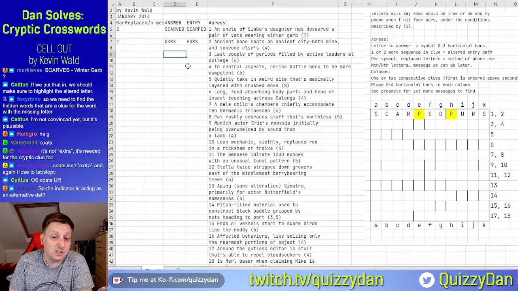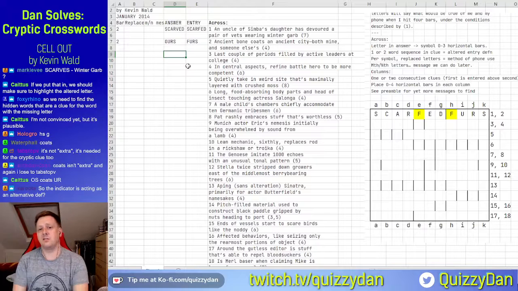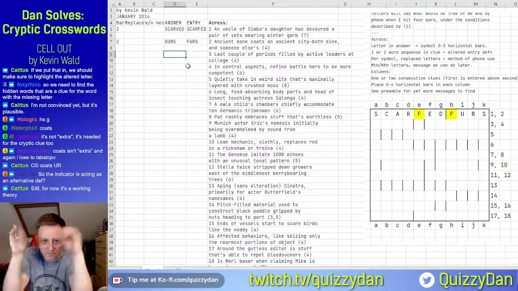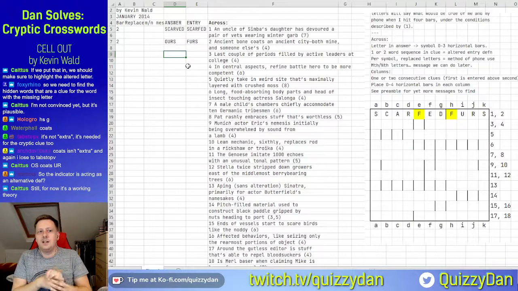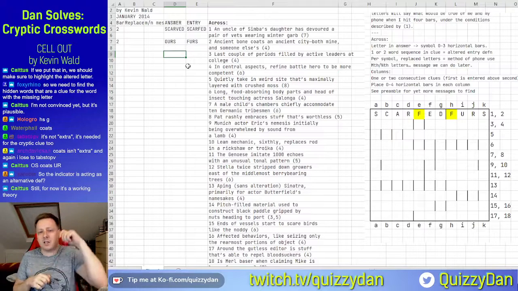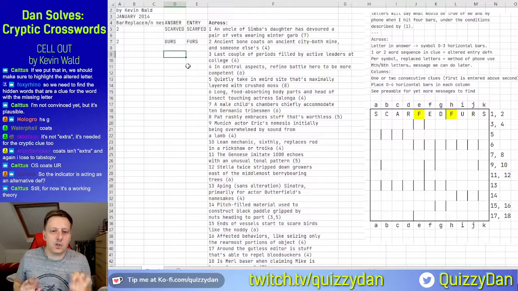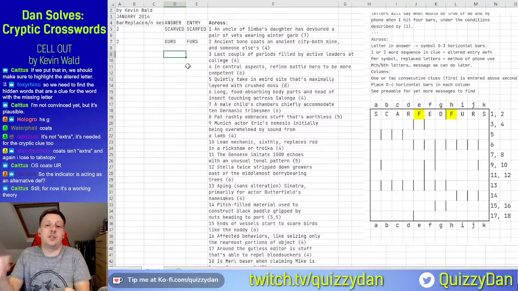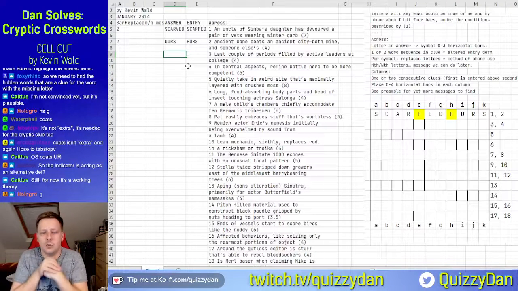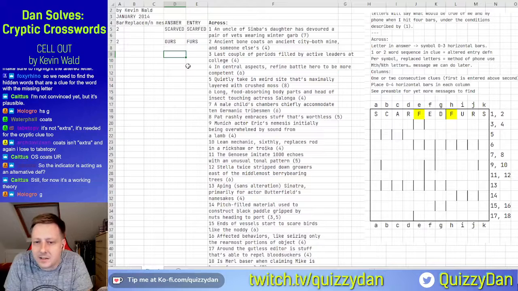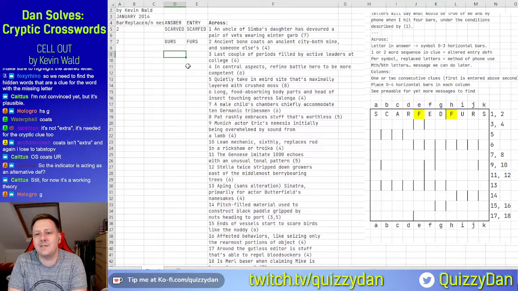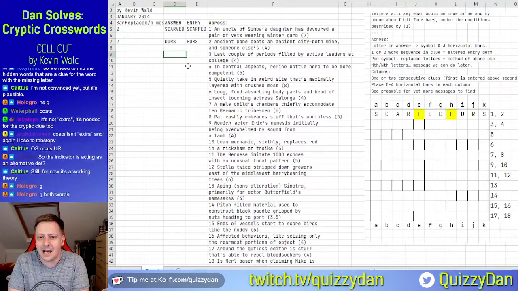Yeah, you're right, actually. You are right that it's, yes, OS coats. So, okay, let's just treat the clue as an entirely normal clue, and then we'll do the fun finding of the entry bit next. The indicator is acting as an alternative definition. It's not necessarily the indicator, just some part of the clue is also an indication for what becomes the entry. Last couple of periods, DS, filled by active leaders at college. D something something S, is it going to be that?